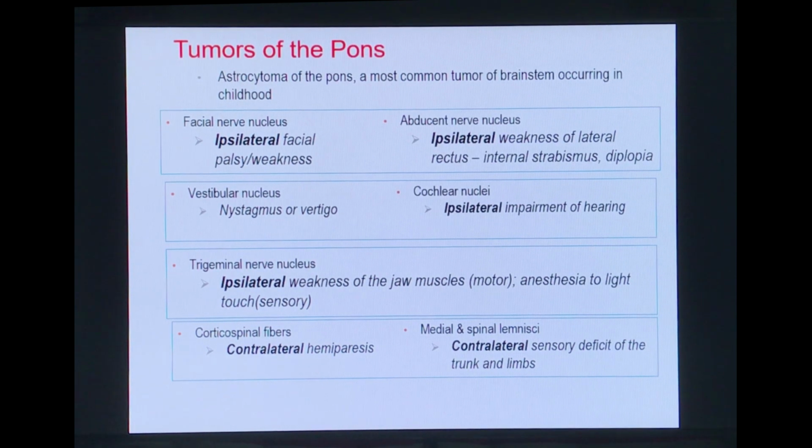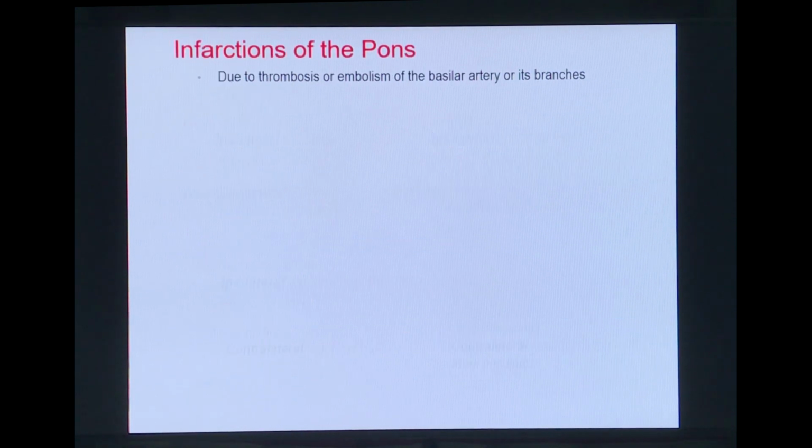All the sensation will go, because the medial lemniscus is concerned with fine touch, 2-point discrimination, and proprioception, that is joint sensation. The spinal lemniscus carries pain, temperature, crude touch and pressure. So all these general sensations are lost on the contralateral side of the body, that is the trunk and the limbs. Depending upon the nuclei and tracts involved, the patient will have those signs and symptoms.